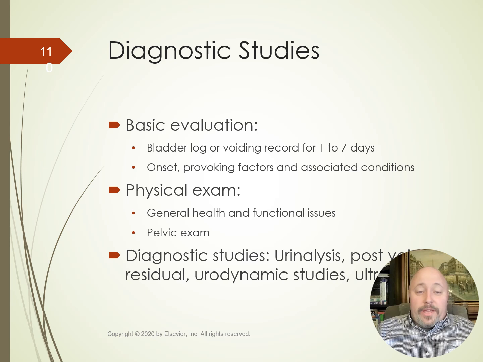We begin with a basic evaluation, including a bladder log or voiding record for 1 to 7 days. This would include everything from onset, provoking factors, and associated conditions. We'd then move on to a physical exam, including general and functional issues, as well as a thorough pelvic exam. There'd also be diagnostic studies, such as urinalysis, to identify any infections.